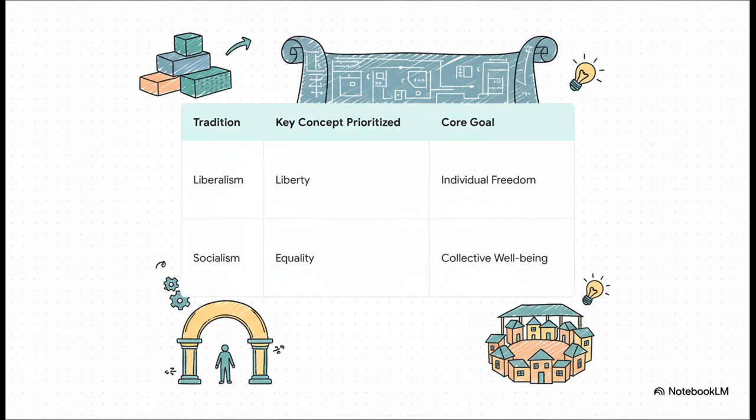Let's get really specific here. Take liberalism and socialism. Both of them use the concepts of liberty and equality. But here's the difference. They prioritize them completely differently. For classic liberalism, the liberty block is the foundation, right? The whole goal is individual freedom. Socialism, on the other hand, puts the equality block at the very center, focusing on the well-being of the whole group. Same blocks, different priorities. You end up with two totally different buildings.